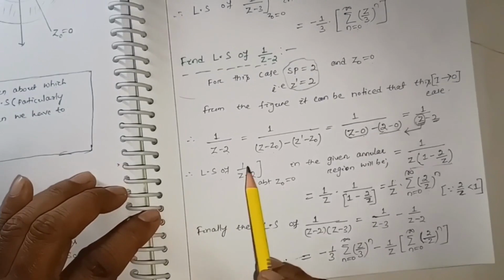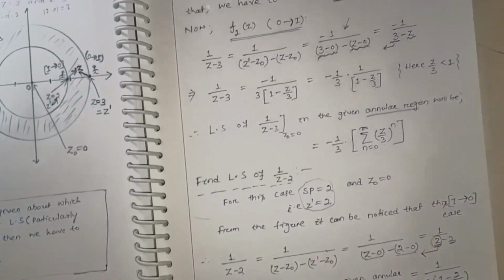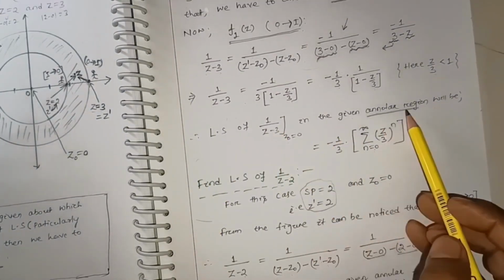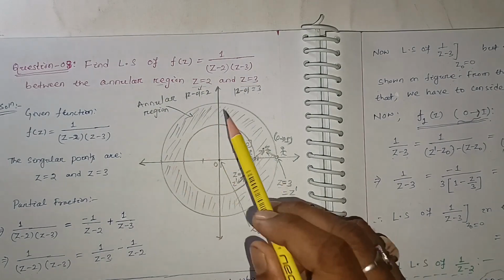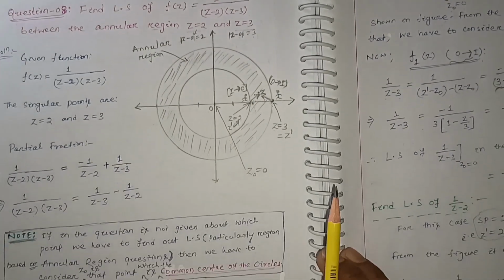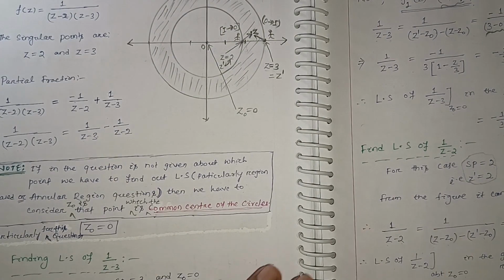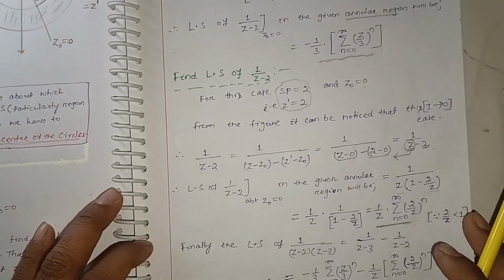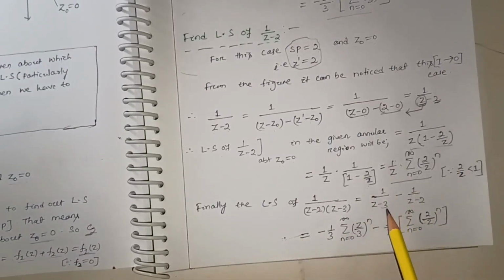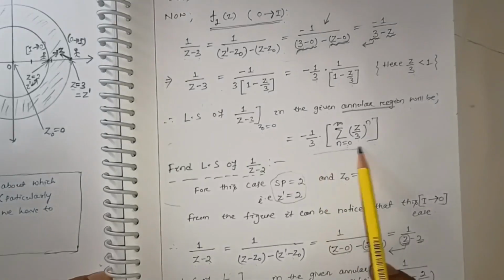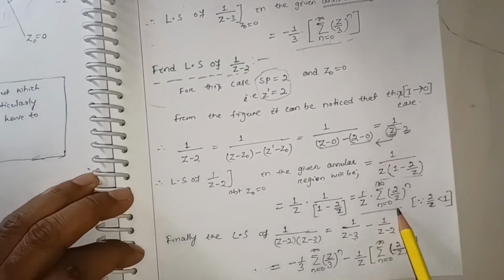Now we found the Laurent series of 1 by z minus 2 about z0 equal to 0 in the given annular region is this one, and the Laurent series of 1 by z minus 3 about z0 equal to 0 in the given annular region is this one. But we have to find the Laurent series of this function in the given annular region. Here we found the Laurent series of 1 by z minus 3 equal to this value, and the Laurent series of 1 by z minus 2 is this value. Now we just write this value instead of 1 by z minus 3, and this value instead of 1 by z minus 2.